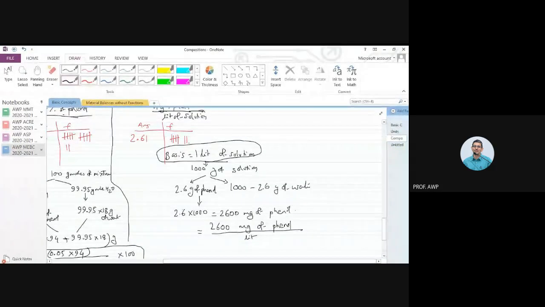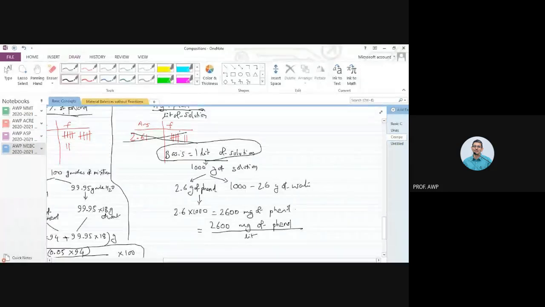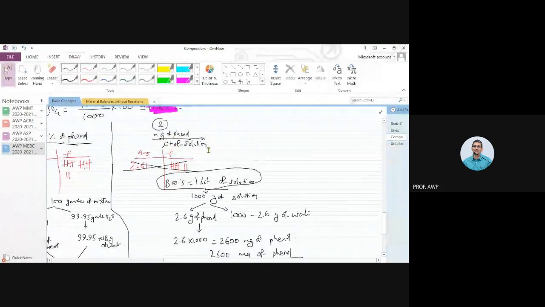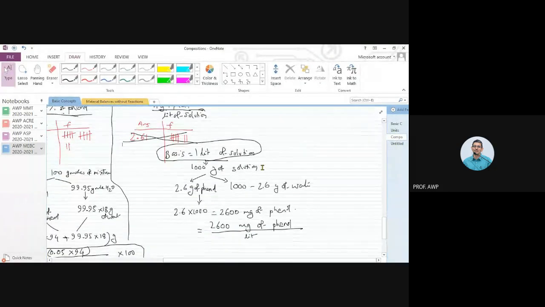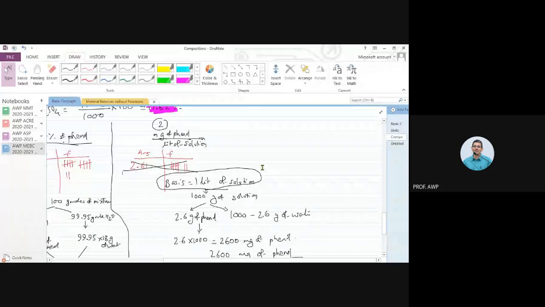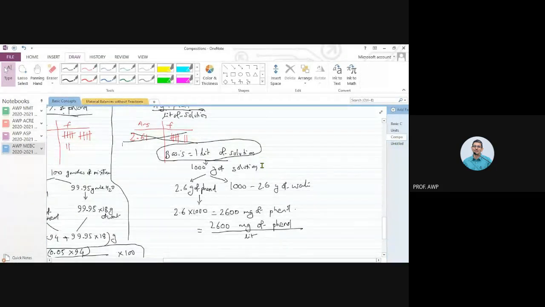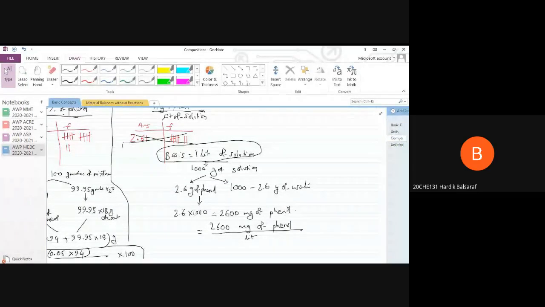So this answer is wrong. All right, so perhaps you were telling me grams per liter. I did not ask you grams per liter. I am asking you milligrams per liter. Do you agree? Yes, sir.